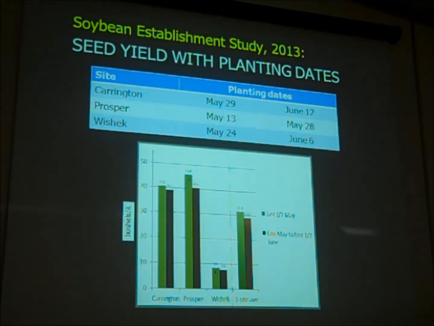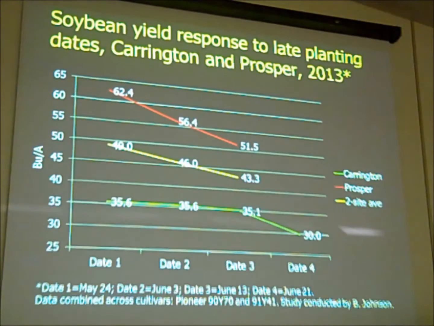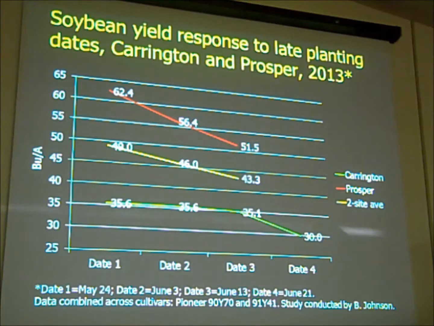But the bottom line is that, yeah, even with the later planting dates, get it in when possible, provided advantages versus later. And then also NDSU researcher Burton Johnson, he had a trial here at Prosper, and the planting dates are listed below. He had 2 different cultivars, and so you see the Carrington data is here, Prosper is the red line, and then the 2-site average.